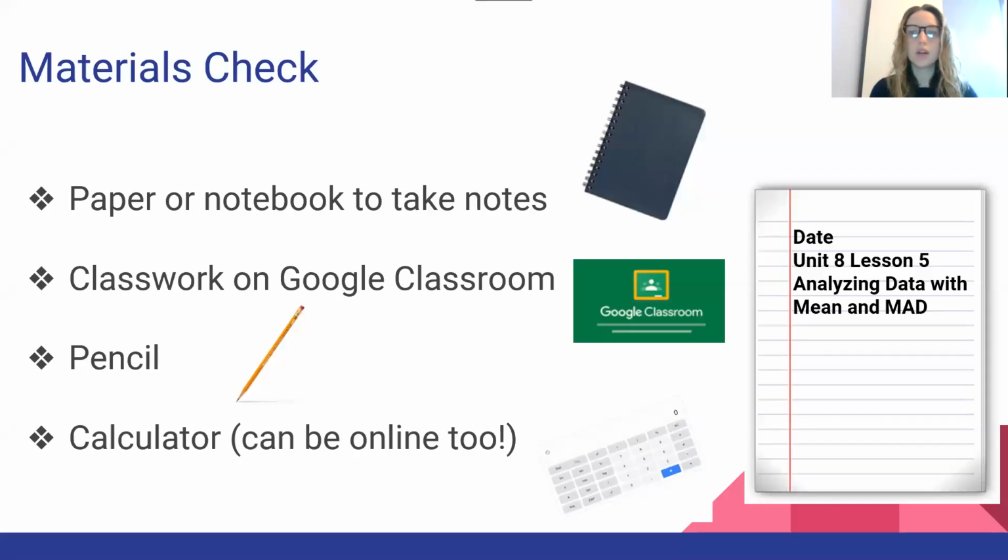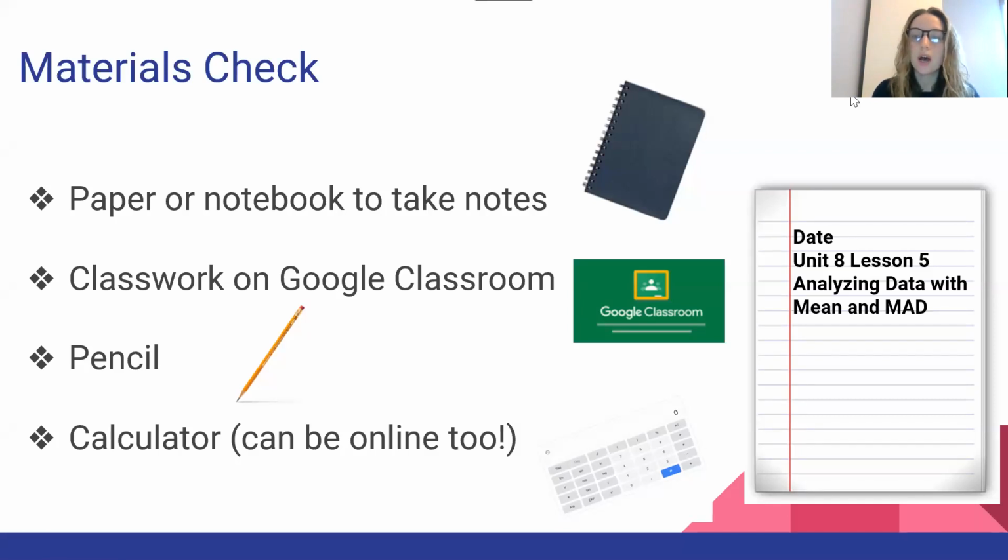So before we get started, just go ahead and make sure you have all the materials you need again today. Same materials as for your last lesson. You're going to need a paper, a notebook to take notes, your classwork on Google Classroom, a pencil, and then you're definitely going to need a calculator today. Remember that you can use a calculator online also.